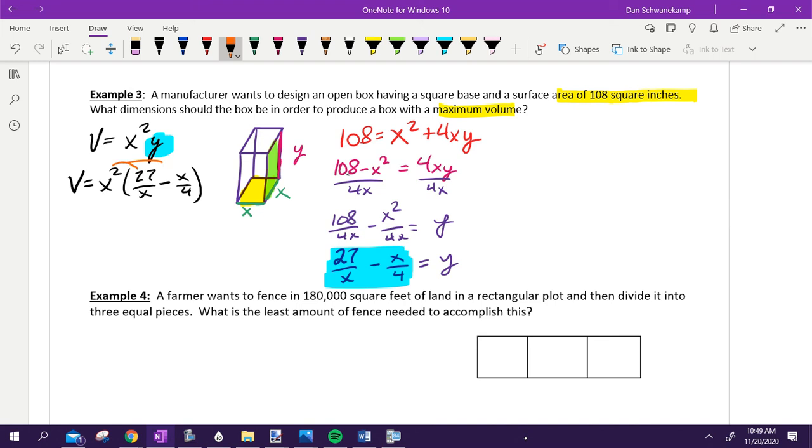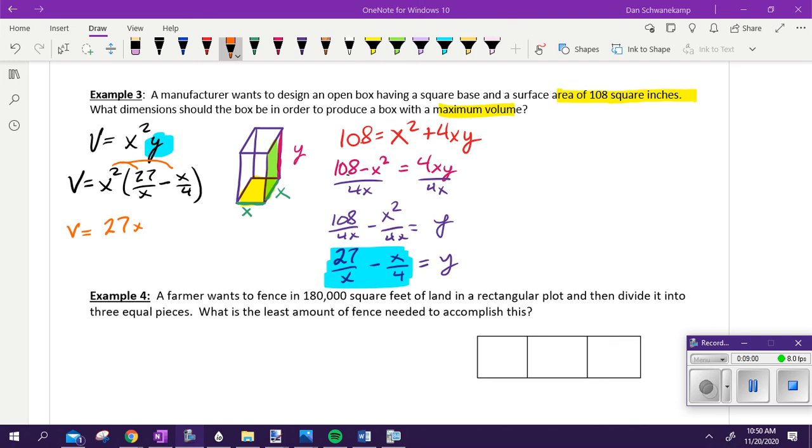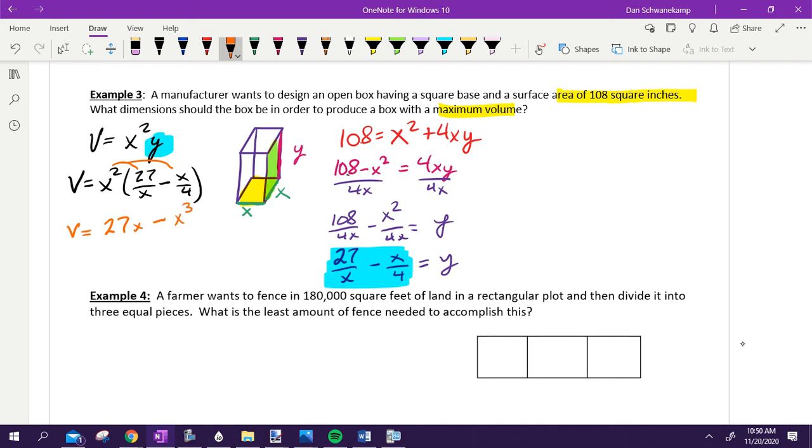I'm going to multiply both things by x squared. So x squared times 27 over x. What am I going to get if I take x squared times 27 over x? 27x, because one of those x's is going to cancel. Okay? Then I got this other one. 27x, and then I'm taking x squared, so it's going to be minus x squared times x, which would be x cubed. And if you want to make yourself feel better, write it as 1/4 x cubed. That's my volume.